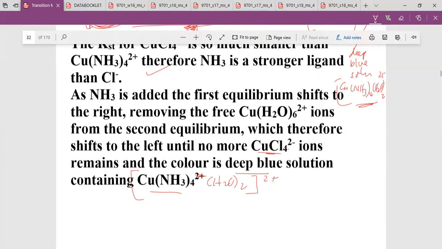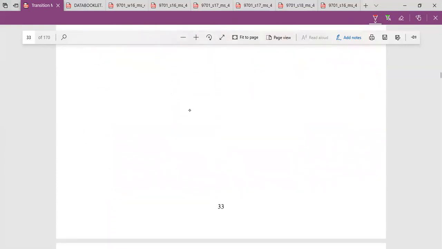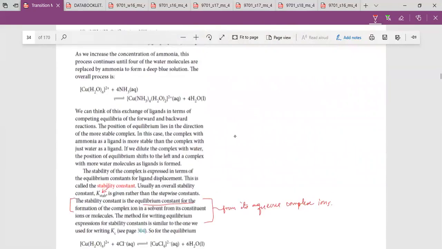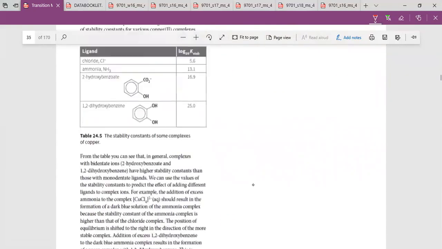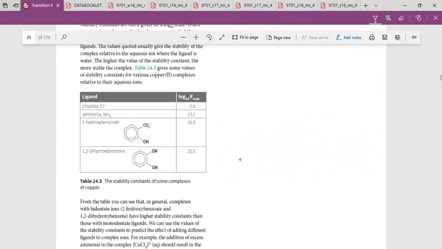All right, so this is quite simple, explaining, you can see up here. Now I want to show you this here. In this book, they give you the chloride. Remember, this is compared to water. This ammonia also compared to water. 2-hydroxybenzoate also compared to water. 2-dihydroxybenzene also compared to water.